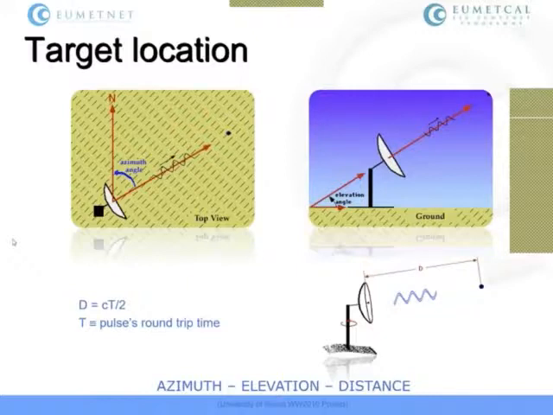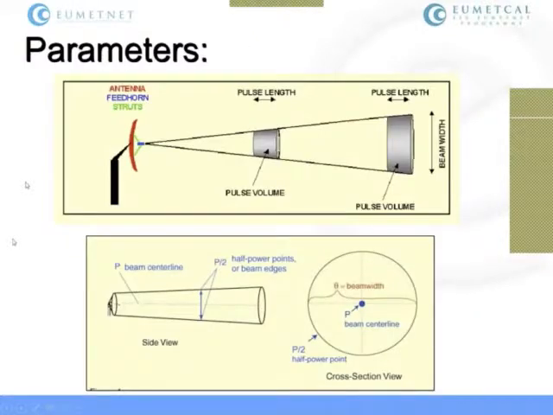Of course, the minimum distance that can be determined is given by this relation here. It is cτ/2, because the pulse needs time to reach the target and return back to the radar.